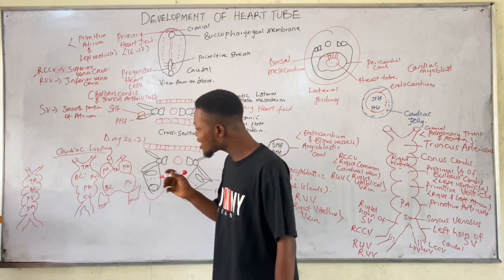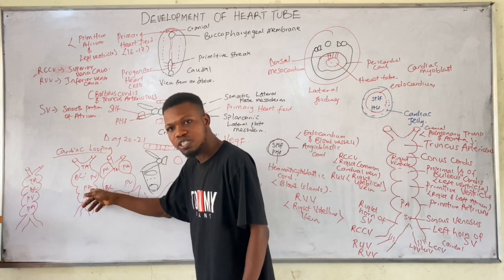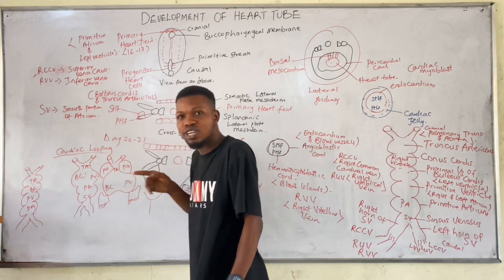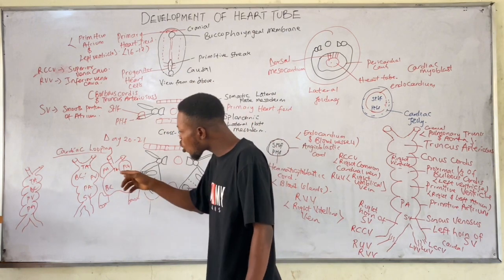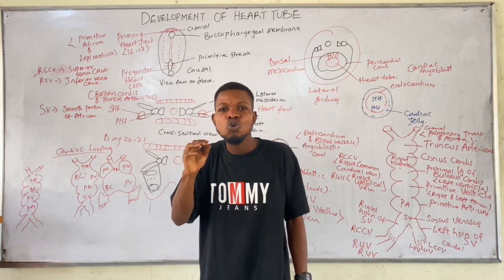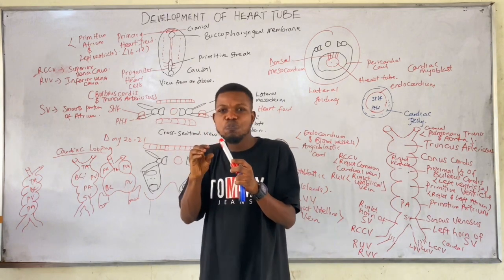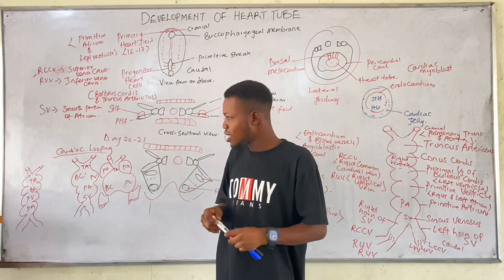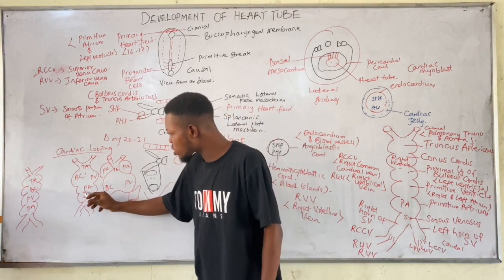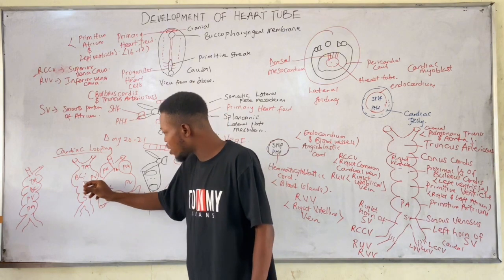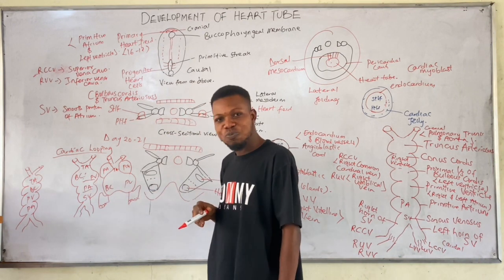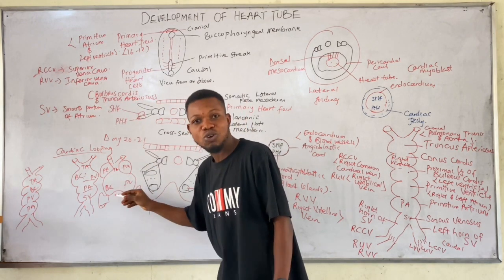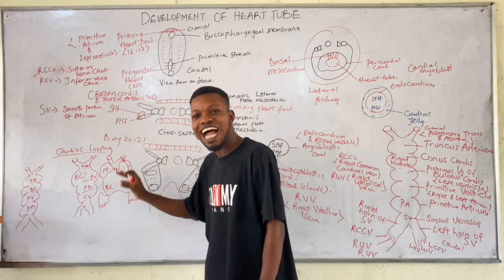Now you notice that at the end of cardiac looping, what happens to the primitive atrium? They move dorsocranially and they are bilaterally located. So the essence of cardiac looping is to ensure that those chambers of the heart are located in their normal position. Now can you see, before, the primitive atrium was caudal and the primitive ventricle was cranial. By result of cardiac looping, what happens? The primitive atrium is now cranial and the primitive ventricle and bulbus cordis is now caudal. So this is what we call cardiac looping.